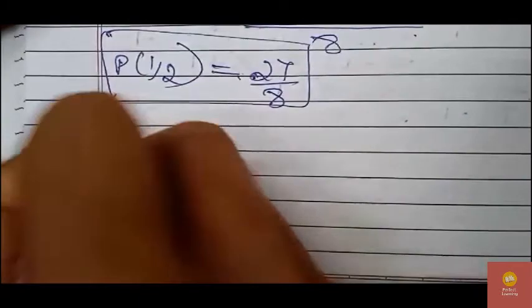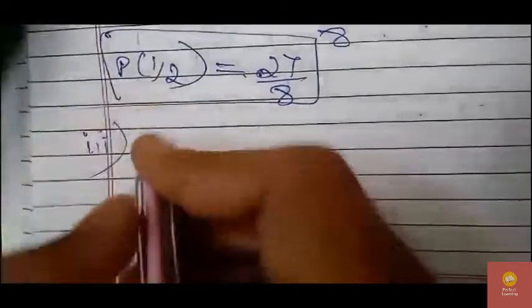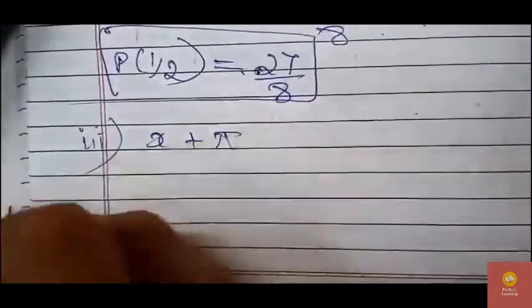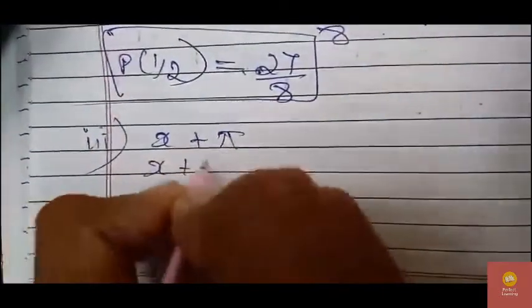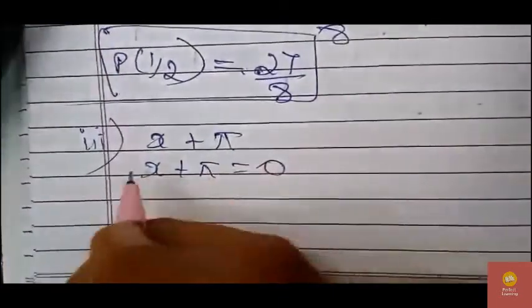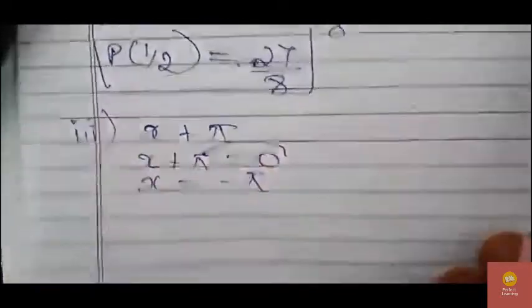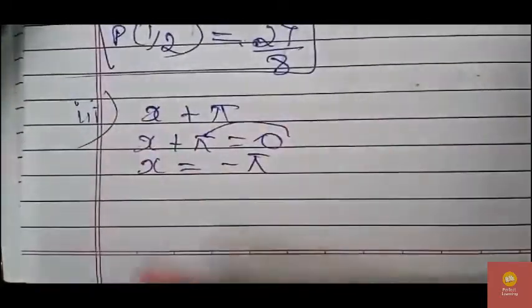Now the third problem they gave. Third problem is x plus pi. x plus pi is equal to 0. The next step, x is equal to minus pi. This plus pi will come over here. Put the value wherever x is present.